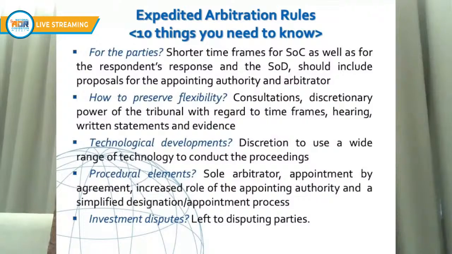9th, some procedural elements of the expedited rules. As one might guess, the default rule in the expedited rules is a single arbitrator, a sole arbitrator. Parties, however, can agree on more than one arbitrator in light of the particulars of the dispute and if they feel that collective decision-making is preferred. Parties are encouraged to reach an agreement on the appointment of the sole arbitrator, which may not always be easy.